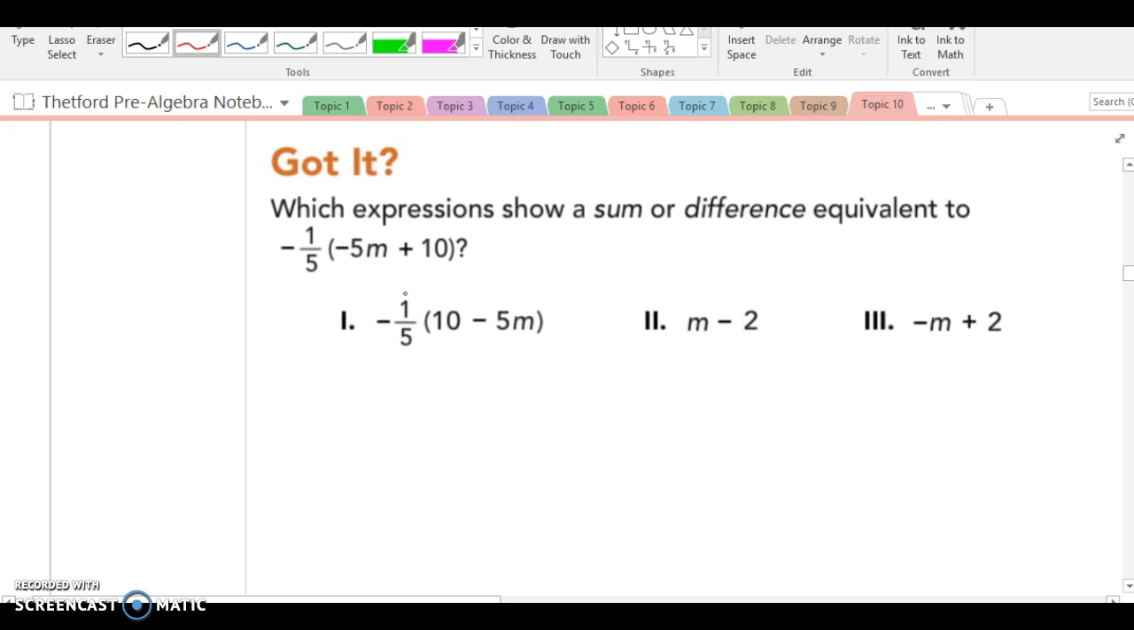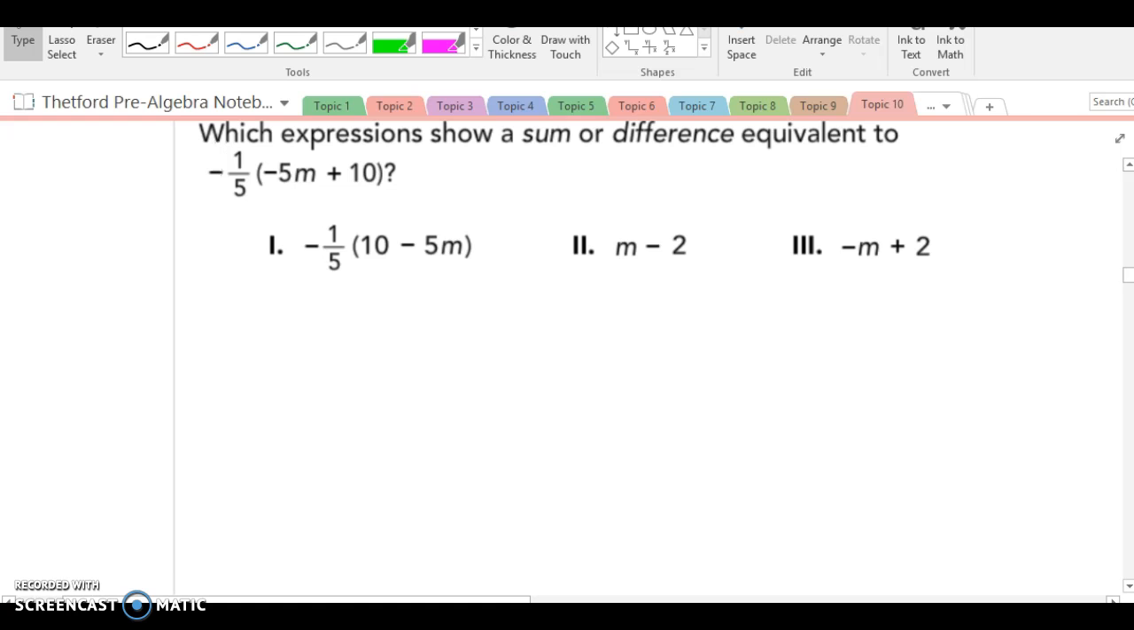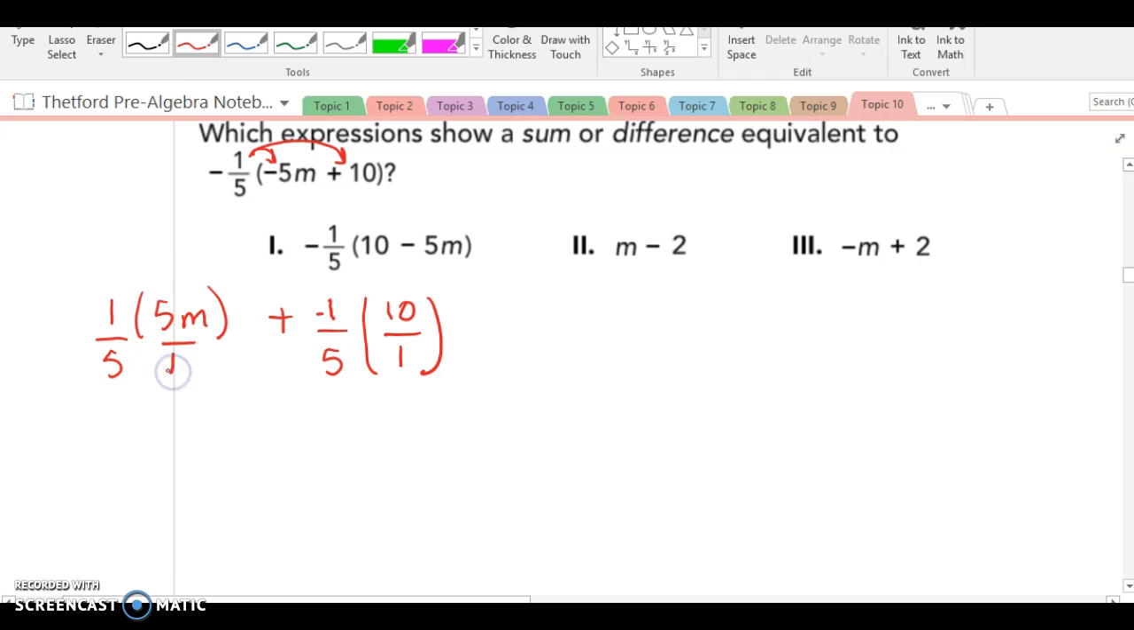So I'm going to rewrite this step by step, and then I'm going to show you kind of the quicker way of doing it. So I'm going to do it twice. So negative 1/5 times negative 5. I know a negative times a negative gives me a positive. So I have 1/5 times 5m plus negative 1/5 times positive 10. And the reason that I write it like this is so that I can put it over 1, and I can multiply then straight across.